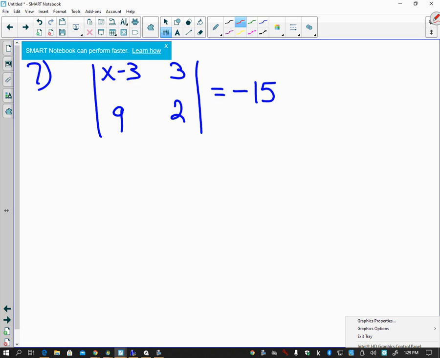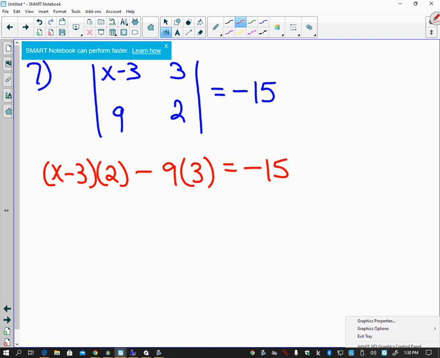Okay, so let's just talk about the setup. What do we do first? Okay, so what we would write is we're going to do x minus 3 times 2. Okay? X minus 3 times 2. Then what? Equals what? Okay, so minus 9 times 3, right? Do not forget the minus. Equals negative 15. Okay?